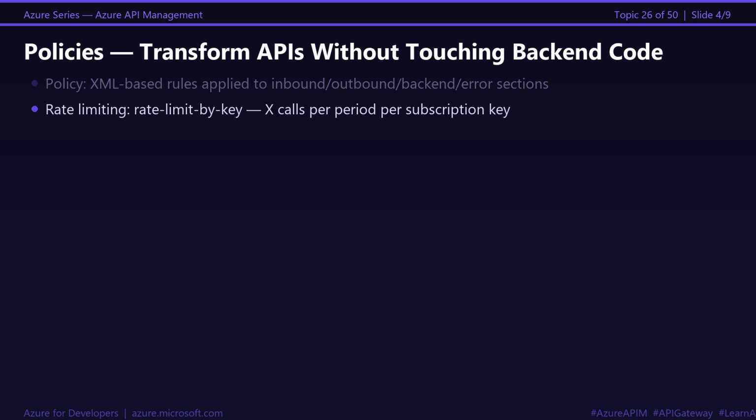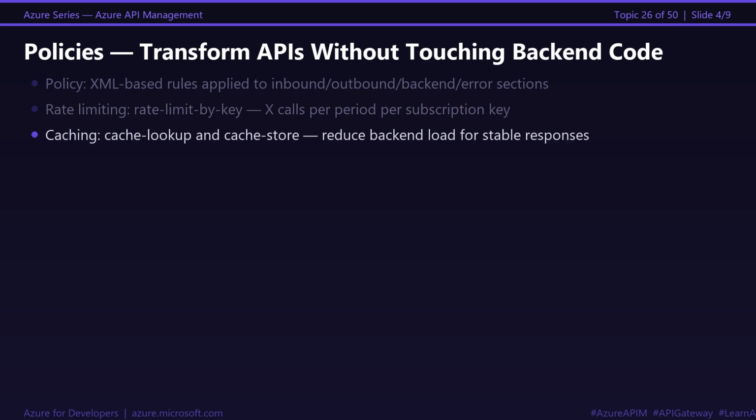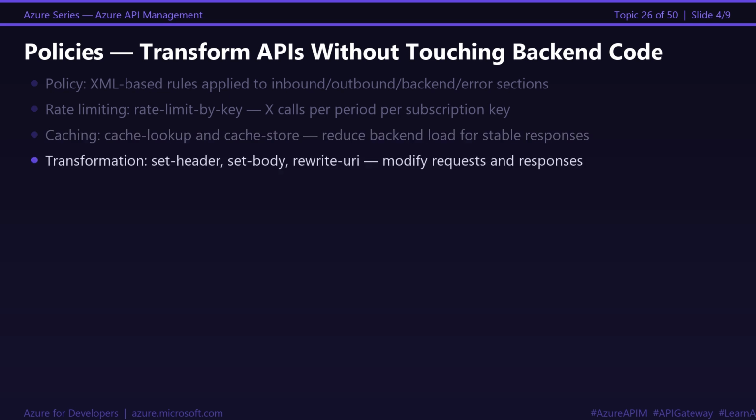Caching policy. Response cached for 60 seconds. Same request within 60 seconds, APIM returns the cached response. Backend never called. Latency drops to single-digit milliseconds. Response transformation. Strip internal headers before returning to clients. Add CORS headers automatically.